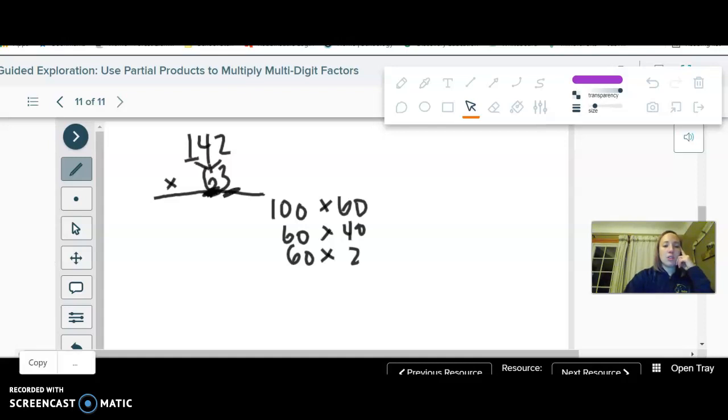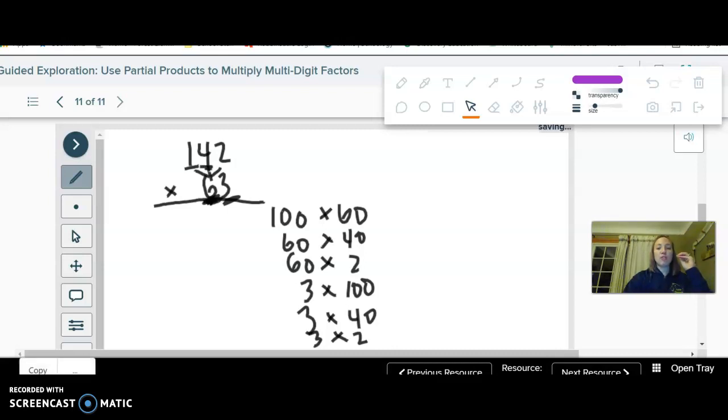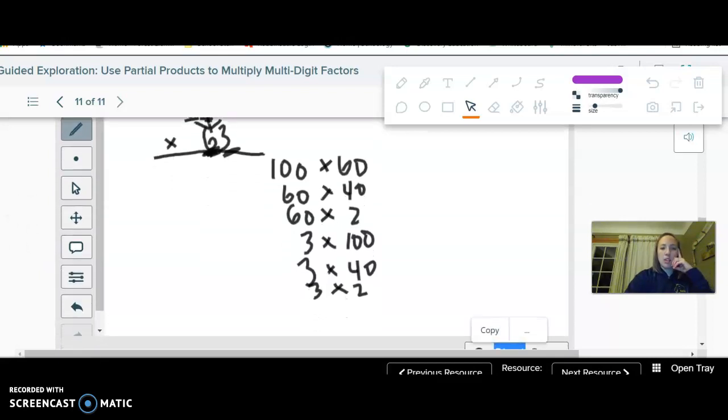So I'm going to do 3 times 100, and 3 times 40, and 3 times 2. And remember, I'm not doing 3 times 4, because this 4 here really represents 40, just like in expanded form, by place value, so keep that in mind.